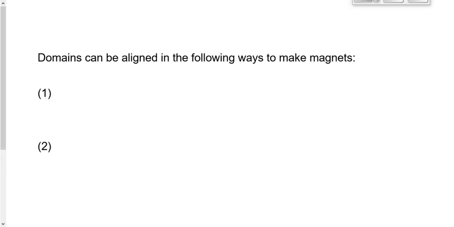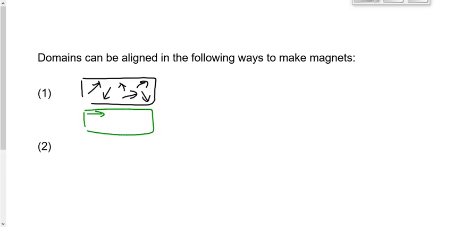Well, how do we align these domains? How do we get them pointing in the same direction? Well, there's a couple basic ways we can do that. One, if we have a non-magnetized ferromagnetic material with domains pointing in random directions, we bring another ferromagnetic material nearby that is magnetized, that has the domains pointing in the same direction, then these green domains will affect the black domains here and cause the black ones that we have drawn here to become aligned. So these aligned domains influence these unaligned domains to become aligned, to point more or less in the same direction.